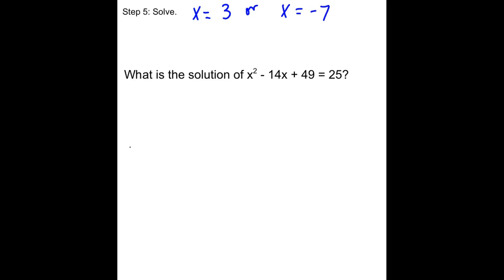All right. Does this fit the same pattern? Is the left side a perfect square trinomial? Yes. Okay. What are the factors? X minus 7. Good. Quantity squared. Okay. Now, that whole side is squared. We can undo it by square rooting.